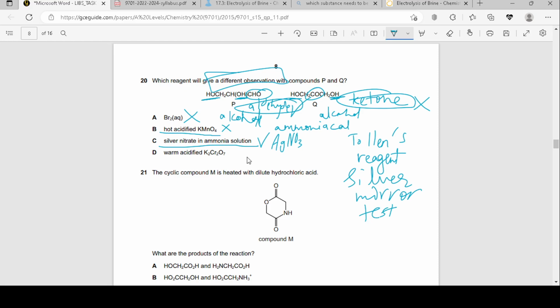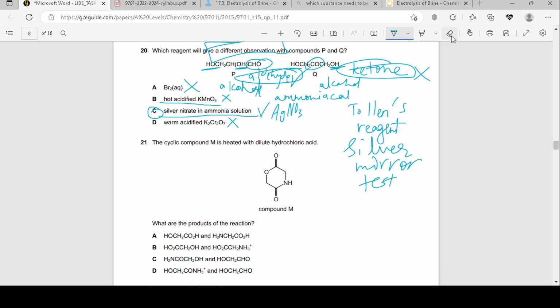Okay, so then warm acidified K2Cr2O7, again, because you have alcohol groups, it would turn from purple to colorless, I'm sure. So I don't think you should use warm acidified K2Cr2O7, because both of them have alcohol groups. The best reagent that will give a different observation is actually ammoniacal silver nitrate, because it gives a positive test for aldehyde and a negative test for ketone, okay? Because it is a test for aldehydes. Aldehydes give the silver mirror.